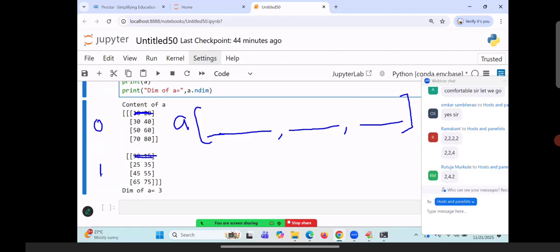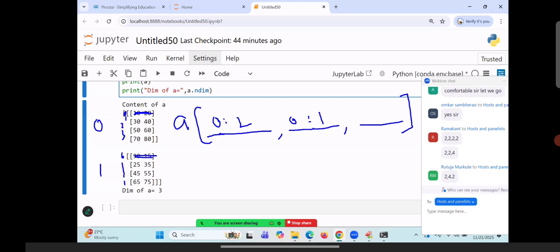I want both the matrices. What will I write? 0 colon 2. You can also write simply colon. You can do anything like this. 0 colon 2. This is 0, 1, 2, 3. 0, 1, 2, 3. Come on. 0 colon 1. 0 colon.